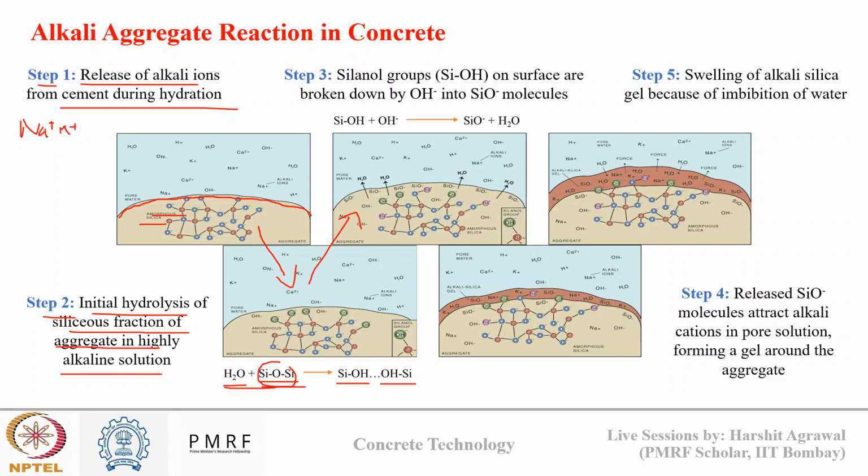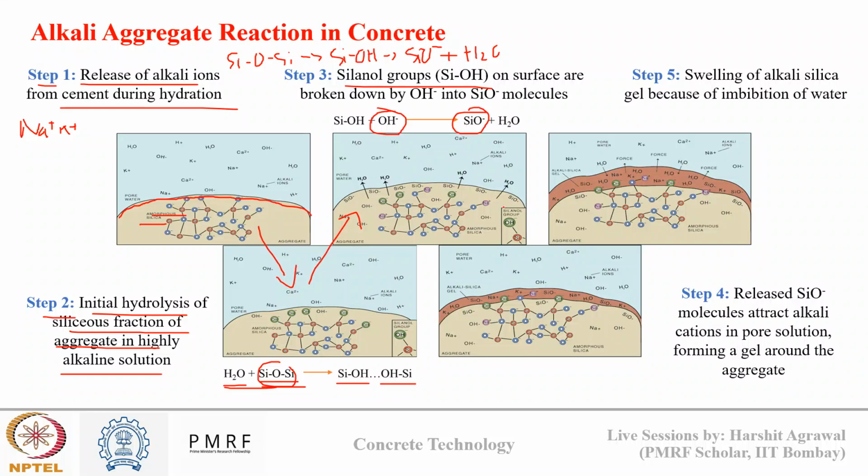Then step 3 is the silanol group that is formed. It further breaks down in the presence of alkaline medium into SiO- group. So from the Si-O-Si bond in aggregates, we came to the Si-OH bond in the presence of alkaline medium, which further broke down into SiO- plus H2O in the presence of OH-. Okay, so there is a release of this SiO- ion on the surface of the aggregate due to hydrolysis.